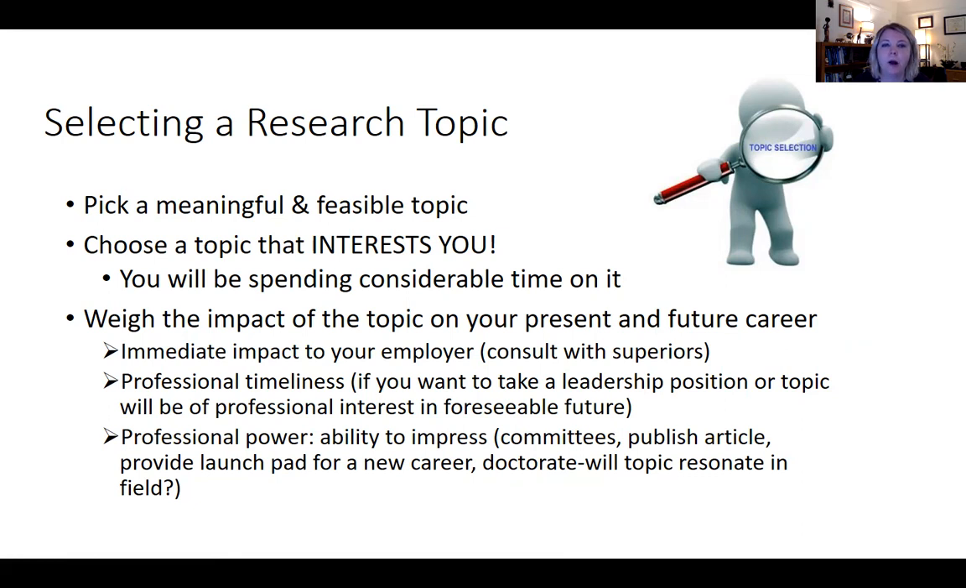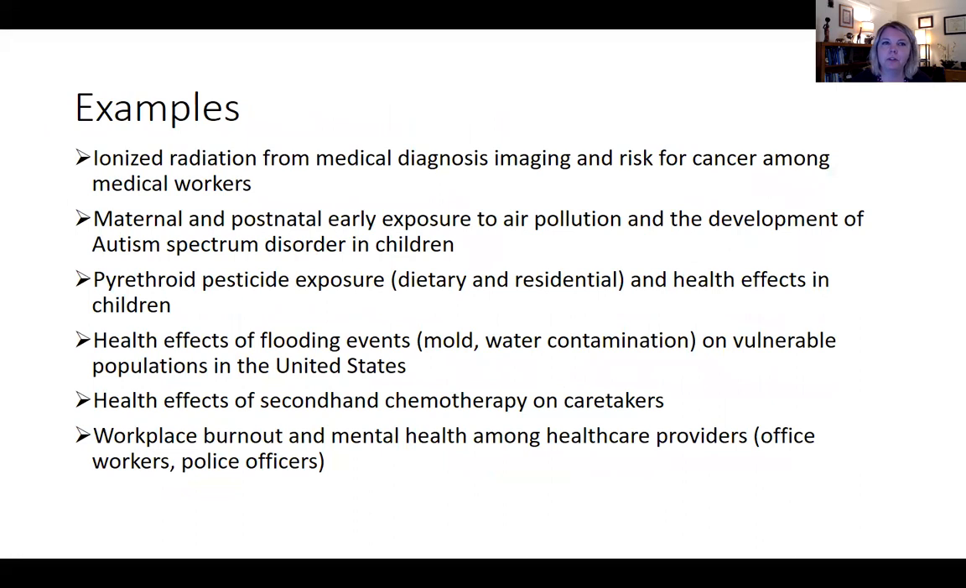And then professional power. Does it have the ability to impress if you're on certain committees, or to publish an article, which I really want to encourage you to try to do with your paper? And we can look at the Virginia Public Health Association, for example. They really encourage students to publish with them, and they publish literature reviews, or we can look at other journals as well. That will help. Some examples that students have done in the past are here.